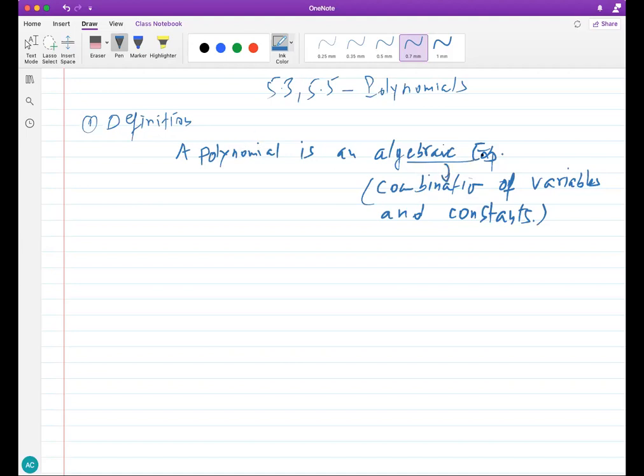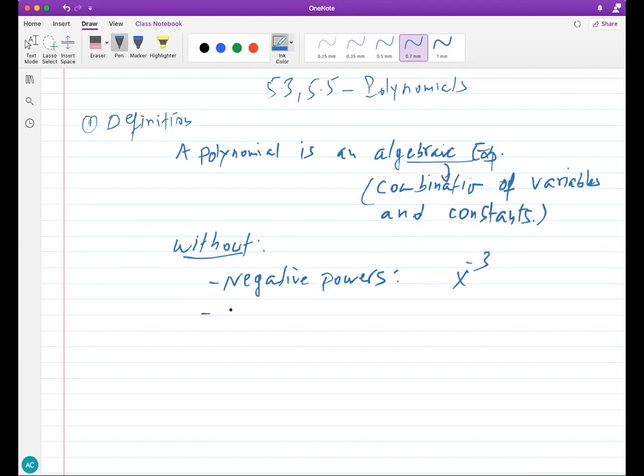A polynomial is just a type of these algebraic expressions with some restrictions. So a polynomial is an algebraic expression, but without a couple of things. Negative powers. A polynomial does not have negative powers. We cannot have, for example, x to the power of negative 3.